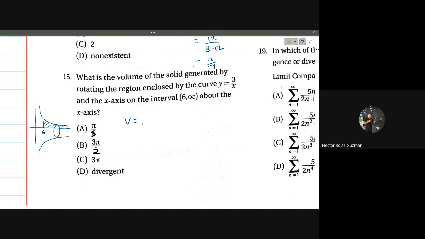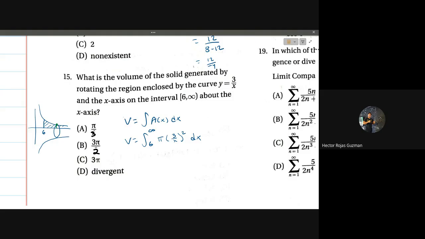To find volume, we're going to do the integral of the area of the cross-section from 6 to infinity of pi r squared. The radius is going to be given by the distance from the original function to the center of revolution. So 3 over x pi r squared dx.